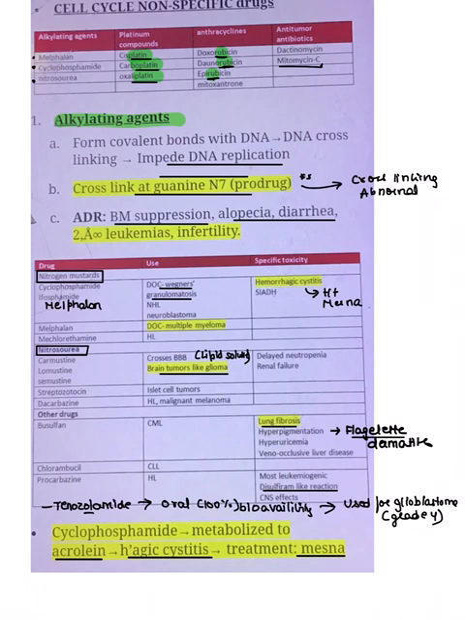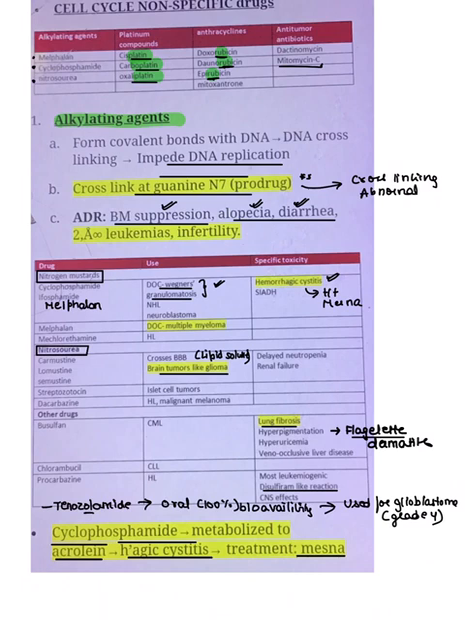So what are the side effects? The normal side effects like bone marrow suppression, mucosal ulcers, alopecia, diarrhea, and other things, and sterility. Then when we talk about cyclophosphamide, when it gets metabolized, it gets converted into acrolein, which causes hemorrhagic cystitis, and the treatment is mesna. And what is the use of cyclophosphamide, ifosfamide? They are the drug of choice in Wegener's granulomatosis. So this is an important drug of choice.